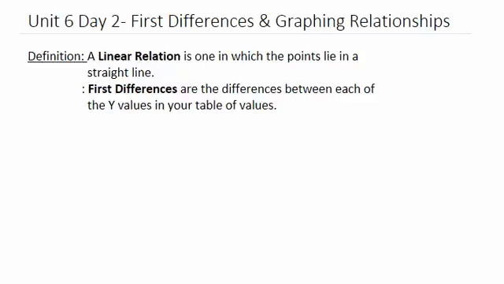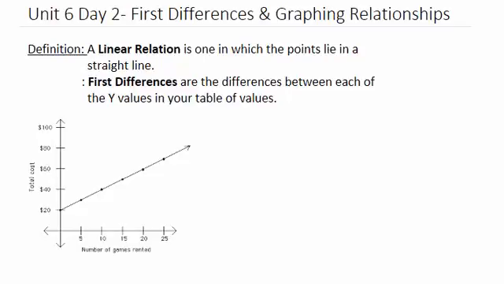Unit 6, Day 2, First Differences and Graphing Relationships. So let's look at a few definitions first. A linear relation is one in which the points lie in a straight line. The graph below is an example of a linear relation. As you can see, the points definitely lie in a straight line.